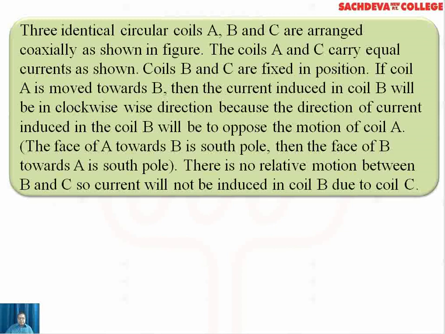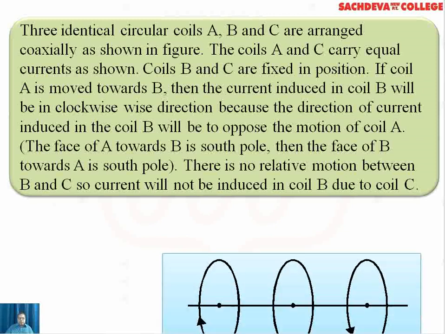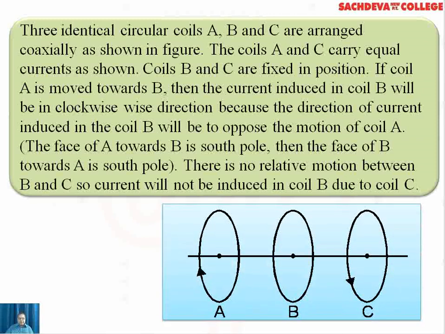Now next is about three identical circular coils. So see the figure, the description is indicated. There are three coils. Now we find that in coil A the current is clockwise, whereas in coil C the current is anti-clockwise.